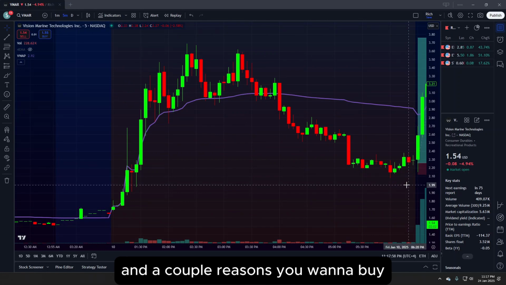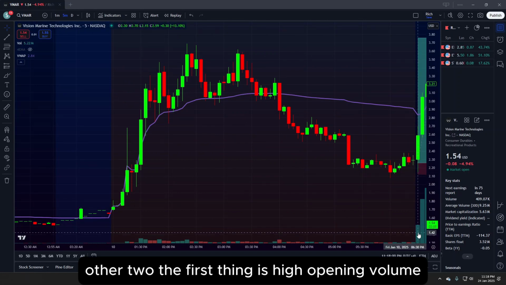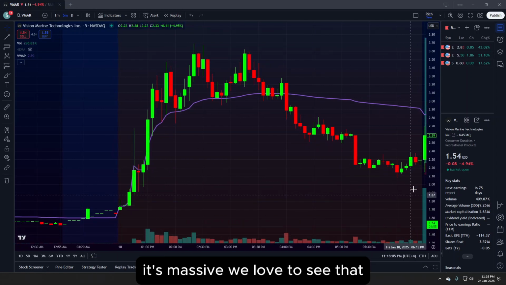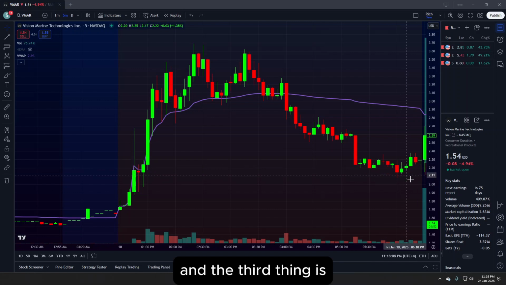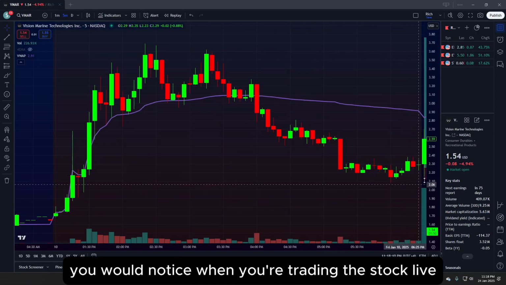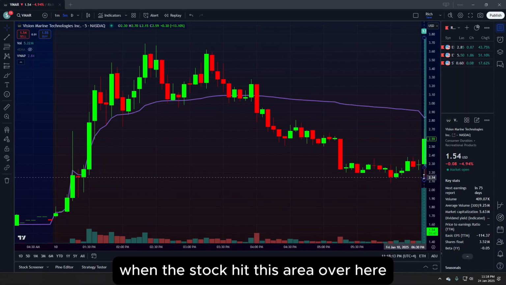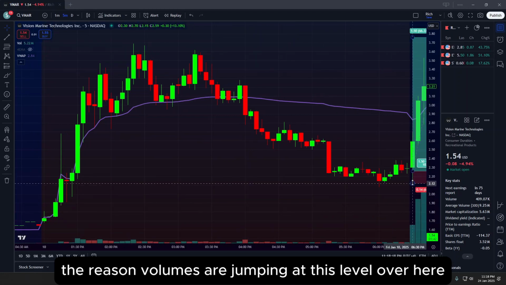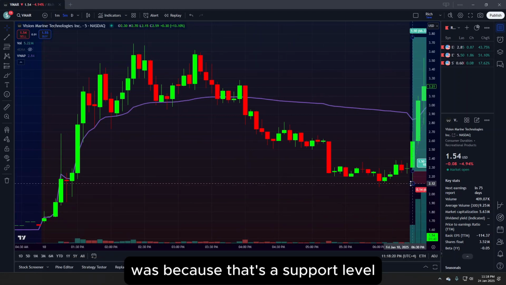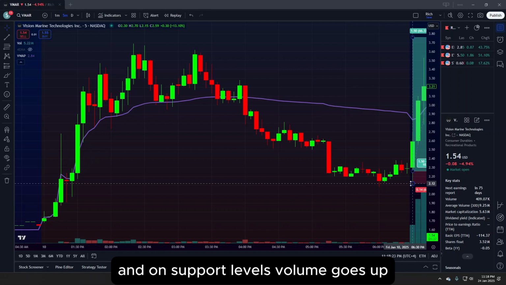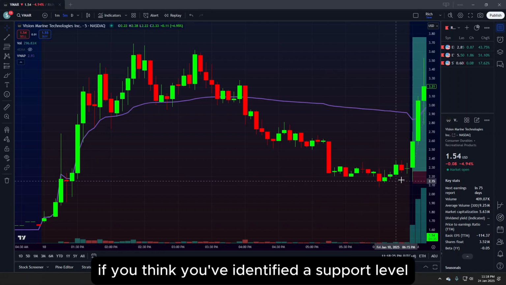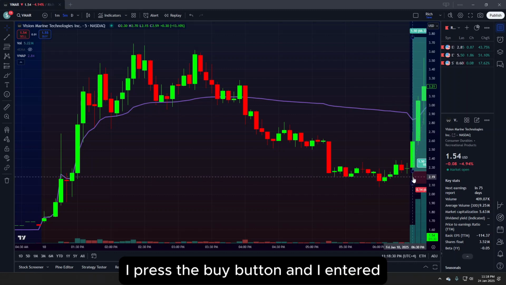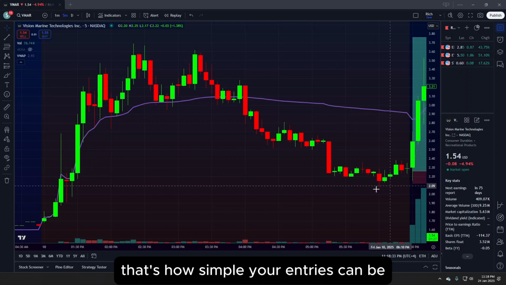And a couple of reasons you want to be buying, other 2. The first thing is high opening volume. You can see on this stock, look at the volume on the first candle. It's massive. Compared to all of this, it's massive. We'd love to see that. And the third thing is, you would notice when you're trading the stock live, when this stock hit this area over here, like this low over here, the volume started jumping up and up and up. The reason volume started jumping at this level was because that's a support level. And on support levels, volume goes up. If you think you've identified a support level but there's no volume coming in, it's not a support level. That's what I noticed. I pressed the buy button and I entered. That's how simple your entries can be.